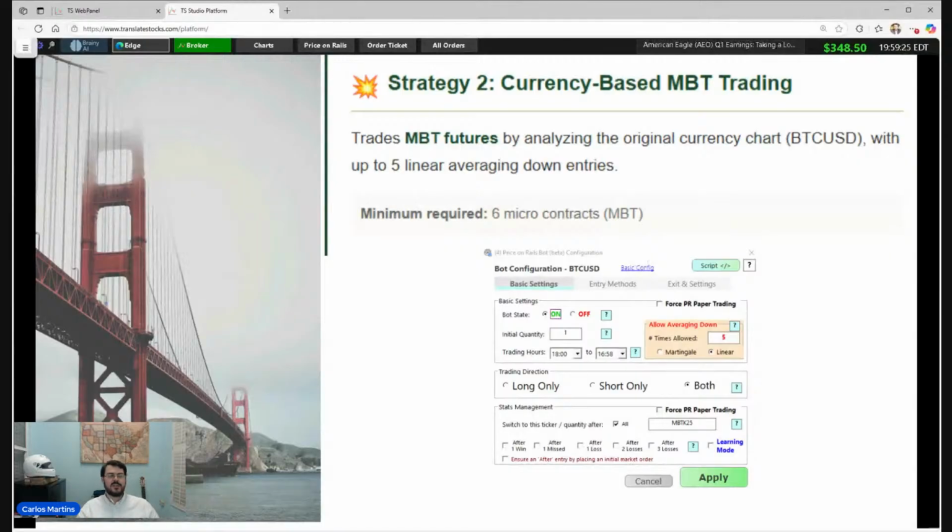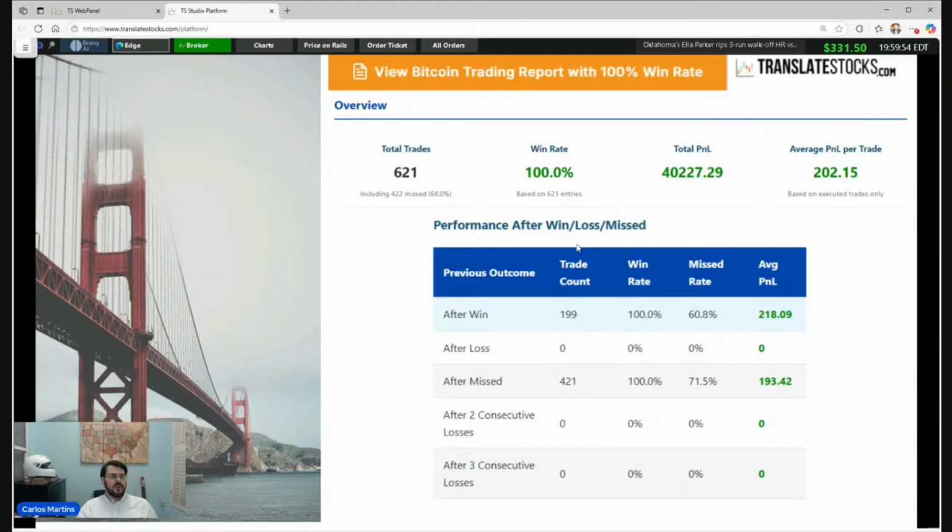You have up to 6 micro contracts to trade this. And what we are doing here is switching all the entries that the agent will have in the Bitcoin chart to the MBT contract. So all the entries will be switched to the MBT contract, and the strategy is trading the MBT contract. And what's kind of crazy, we have this entire report on our website, also translatestocks.com.